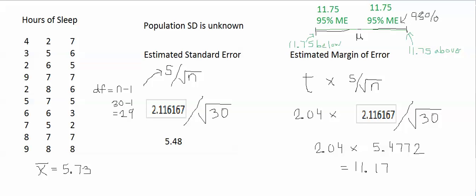So I can be 95% confident that my sample percentage fell somewhere between 5% below and 5% above. In other words, I can be 95% confident that my sample percentage is somewhere within 5% of the true population percentage.